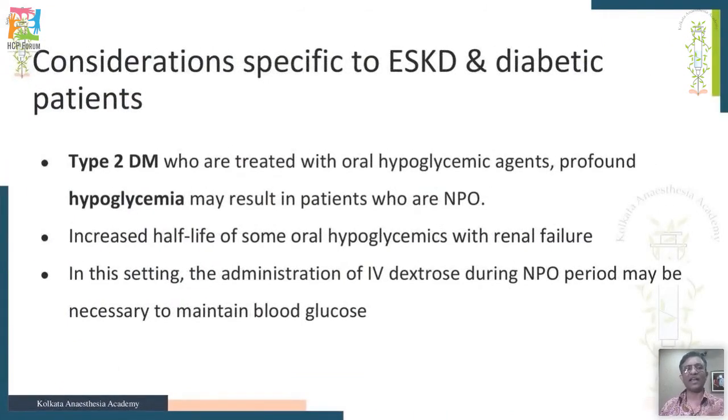Just the reverse, in type 2, they are more likely to have profound hypoglycemia, especially when they are fasting, because the oral hypoglycemics, remember, are working for a longer period of time. So when they are fasting, it may not be a bad idea to run a small dextrose infusion into this group of patients.